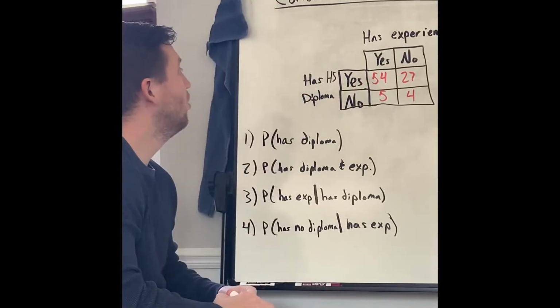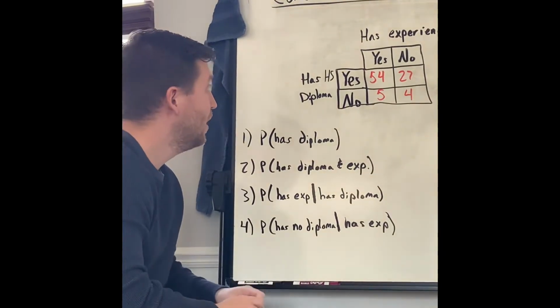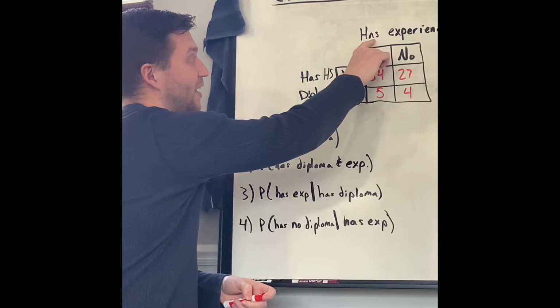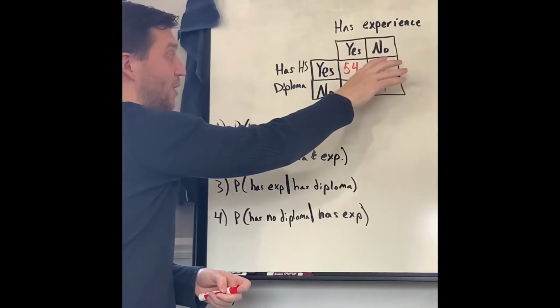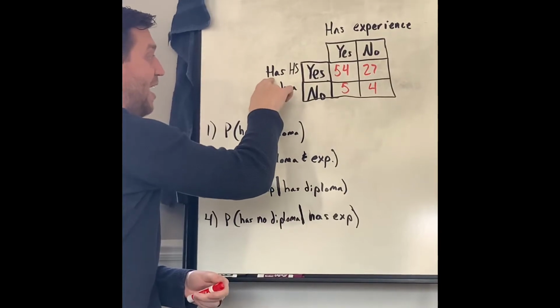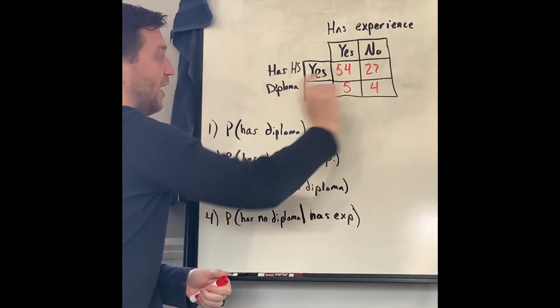Okay. All right, so this table represents people that are applying for a job. And let's take a look at it. These categories, these are people that have experience already. So yes, they have experience, or no, they don't. This side is people that have a high school diploma. So yes, they have a high school diploma. No, they don't have a high school diploma.